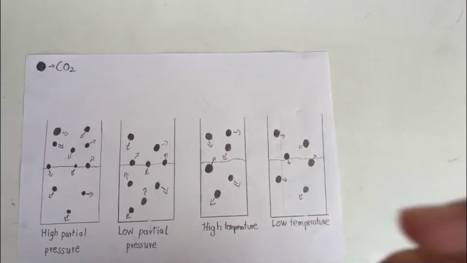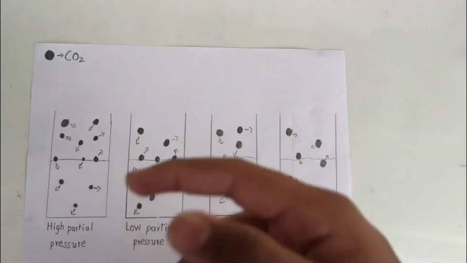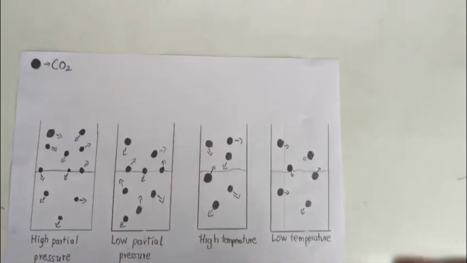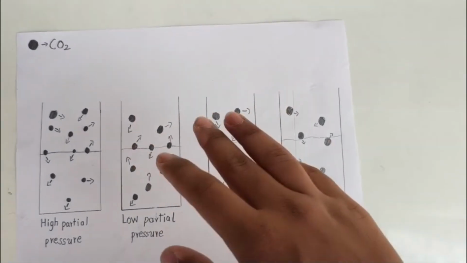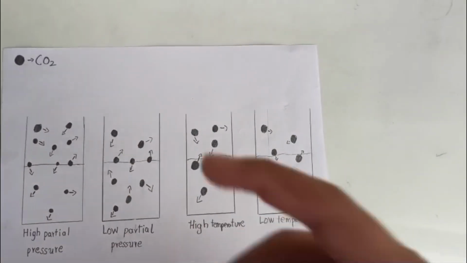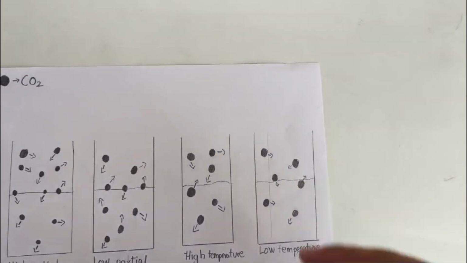Temperature is the measure of molecular motion or average kinetic energy. Higher temperature means higher kinetic energy, hence the molecules move faster and escape the liquid more easily. Whereas lower temperature means lower kinetic energy, that means the molecules move slower and cannot escape the liquid as easily.